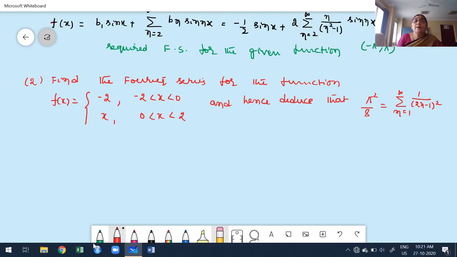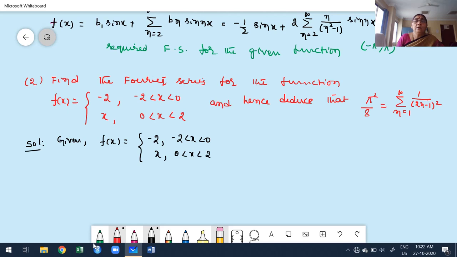Find the Fourier series for the function f of x equal to minus 2 for x from minus 2 to 0, and x for x ranging from 0 to 2. Hence deduce that pi square by 8 is equal to summation n ranging from 1 to infinity 1 by (2n minus 1) whole square. The deduce part is the final step. First I have to observe the given function.